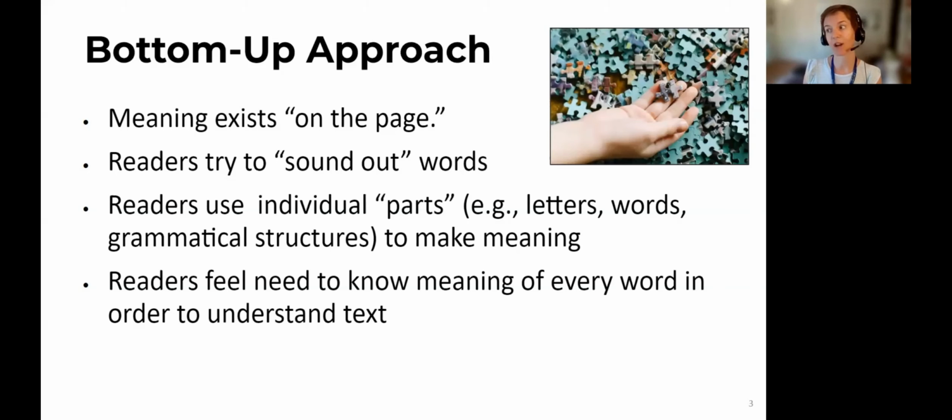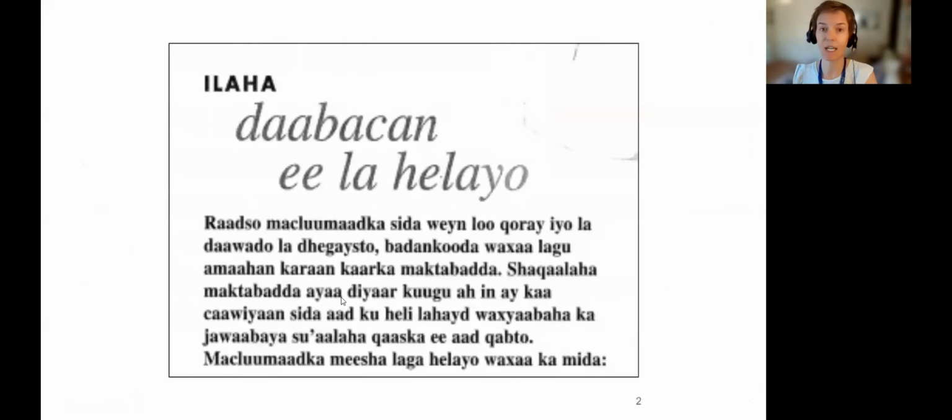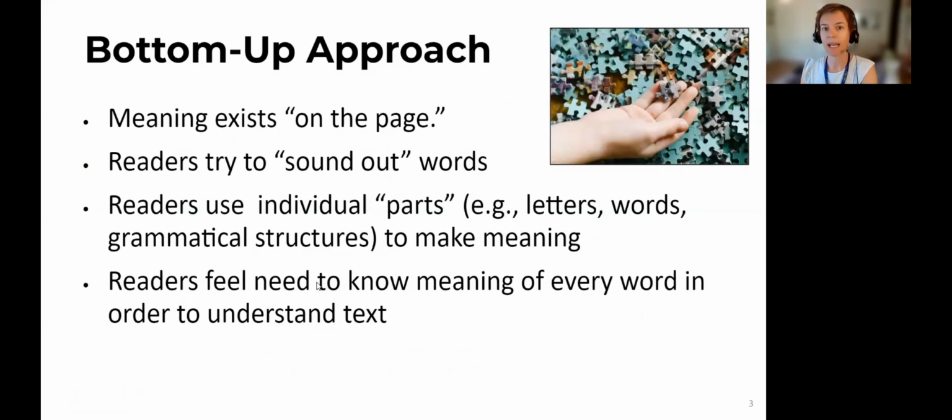In this approach, readers try to sound out words, just like I did trying to read the Somali. Readers use individual parts to make meaning. So really looking at the letters, the words, the grammatical structures to try and extract meaning from it. And I don't know if you felt this, but I didn't know which words were important and which words weren't. So I felt like I needed to know all of the words to understand it. That's common in this bottom-up approach. It's called bottom-up because we're starting with the smallest parts.